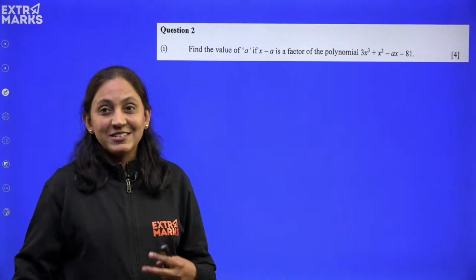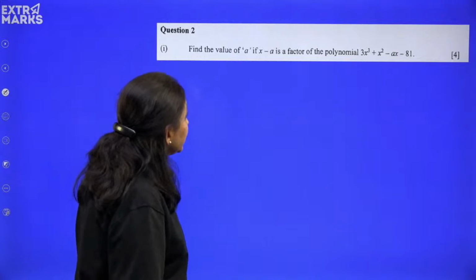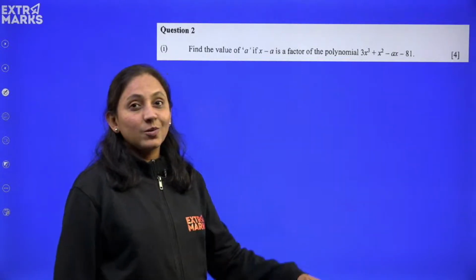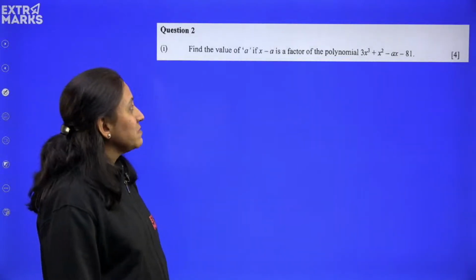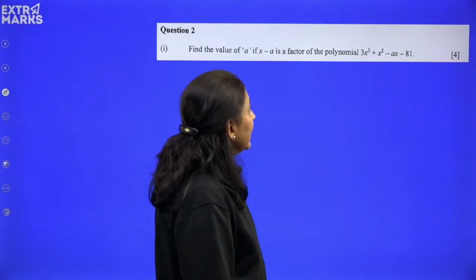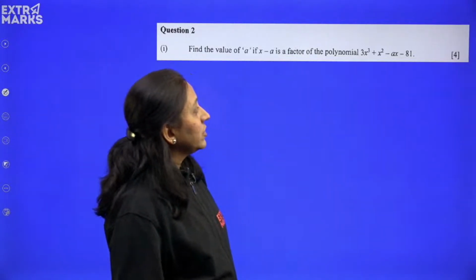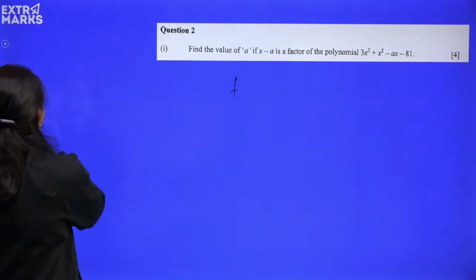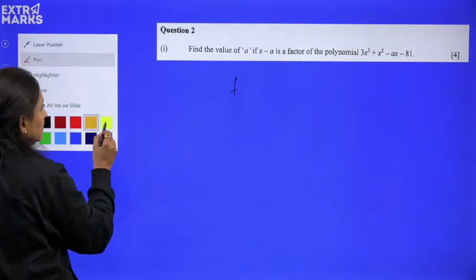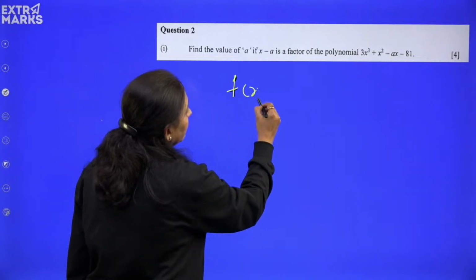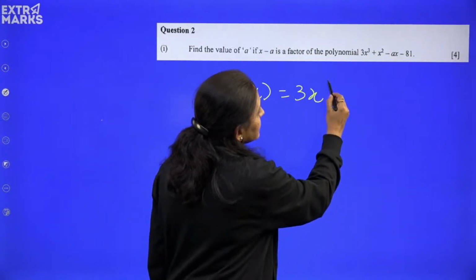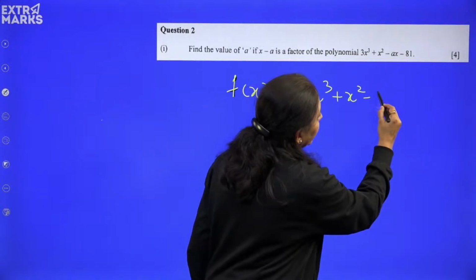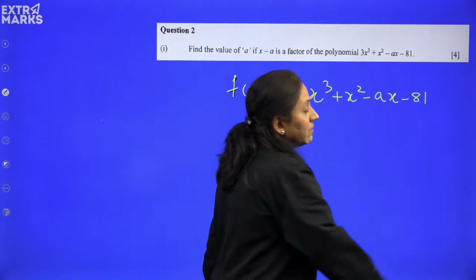Let's move to the next question now. Question 2. This is very similar to one of our MCQs. Find the value of a if x minus a is a factor of the polynomial. We'll call the polynomial f of x. So the polynomial f of x is 3x cube plus x square minus ax minus 81.